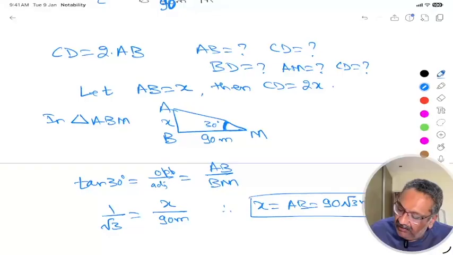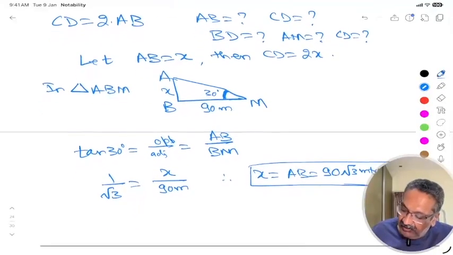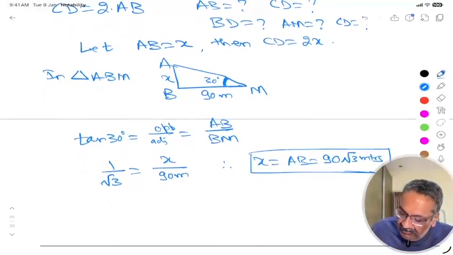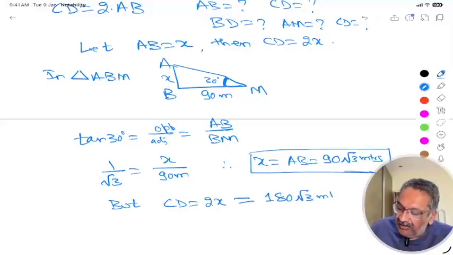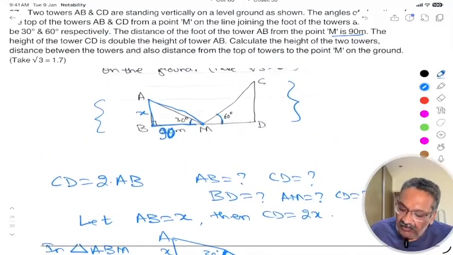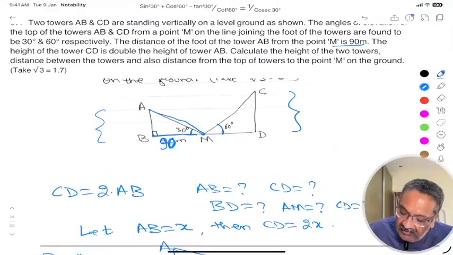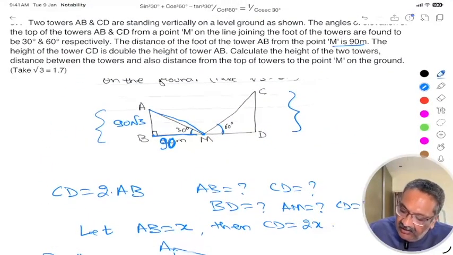So we got AB as 90 root 3. Now CD is equal to twice of X, which is equal to 180 into root 3 meters. So we got this as 90 root 3, and this will be 180 root 3.